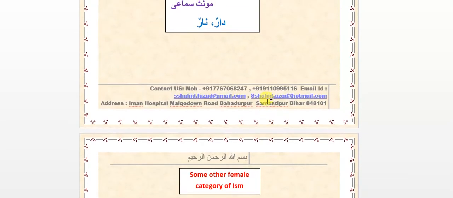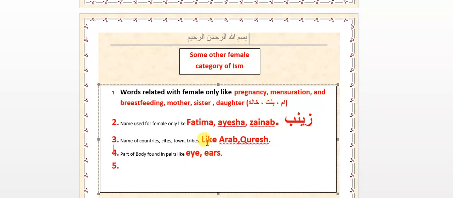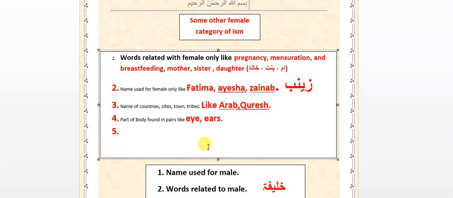One, the first one is having alamat ta'nis on it, that is ta marbuta, alif mamduda, alif maqsura. Or another reason is that the ism is used in Arabic or the Quran as a muannas. Or another reason, if you say that the word is only related with female, or that it is the name of a female, or a country, tribes, the name of countries, tribes and cities, or parts of the body found in pairs.